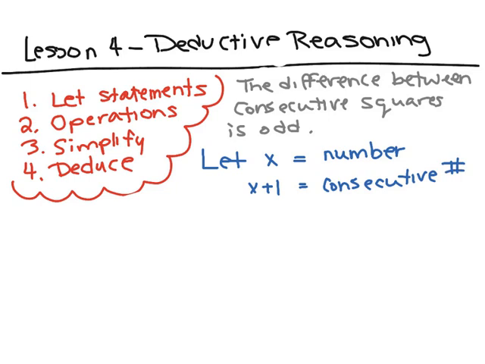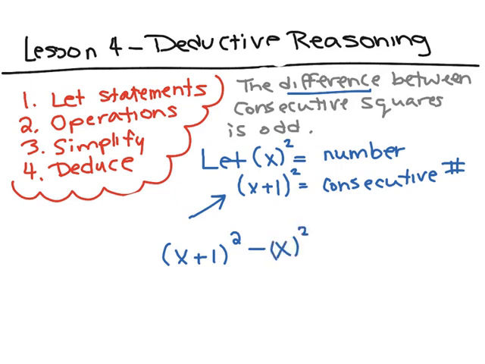So the difference between consecutive squares. Because we're squaring the numbers and we're finding the difference, we want to have the square of the number and the square of the consecutive number. And because it's a difference, we're subtracting, so always put your second number first when you're subtracting, because we always want to subtract the smaller number from the bigger number. So x plus 1 squared minus x squared is equal to our difference.